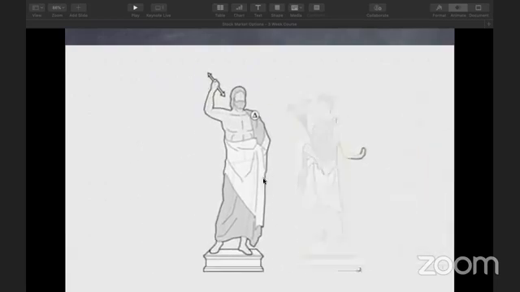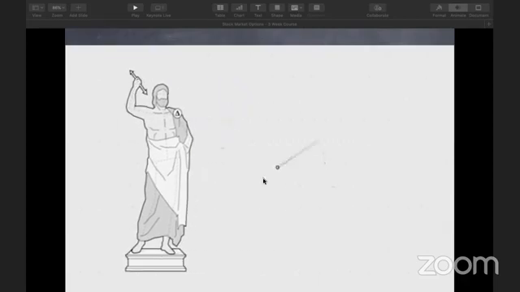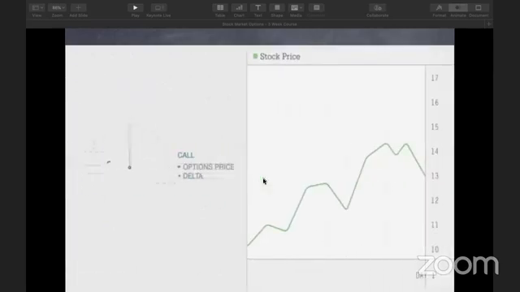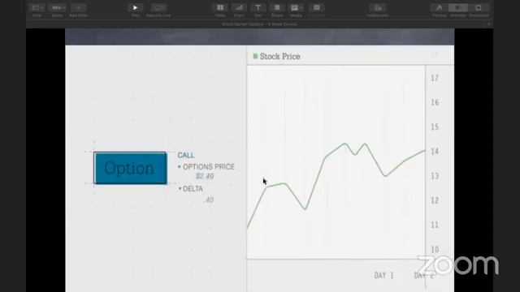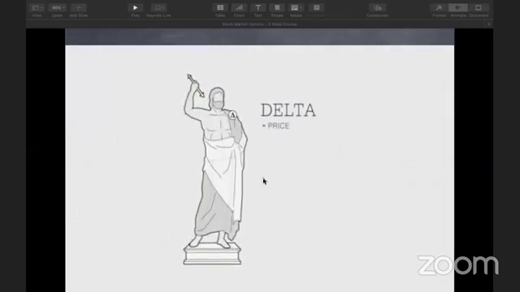We'll start with delta. Like Zeus, delta is the ruler over all the other options Greeks, as it often has the biggest impact on an option's value. Delta's domain is price. It identifies how much the option's premium may change if the underlying price changes $1. This means that an option with a delta of 0.40 would be expected to increase by 40 cents if the underlying rose $1. Delta has another important use as well.